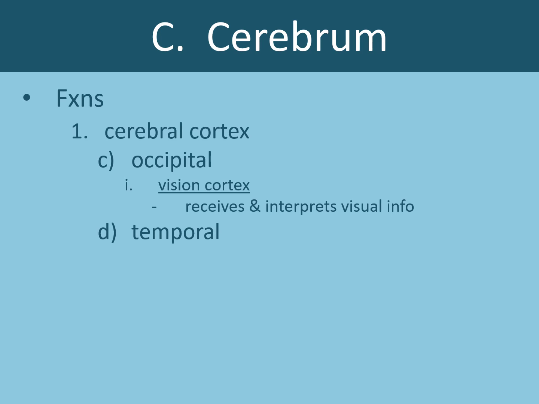The last lobe is the temporal lobe. The temporal lobe has three areas that I'd like you to know. First is the auditory cortex. As the name implies, it receives and interprets sound. It's the area of the brain that lets us hear.